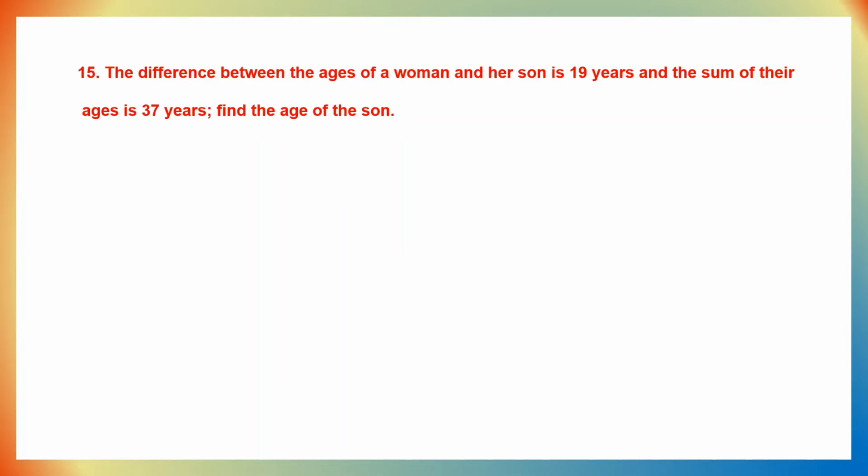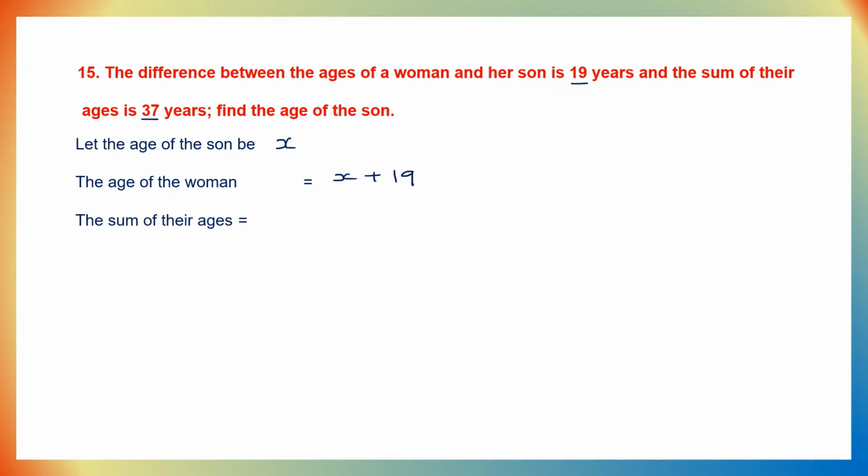Next question. The difference between the ages of a woman and her son is 19 years, and the sum of their ages is 37. Find the age of the son. So here let the age of the son be x. We'll keep it as x years. Now the difference between them is 19, so the age of the woman will be x plus 19, and the sum of their ages is 37. That means x, the son's age, plus the woman's age, x plus 19, together adds up to 37.